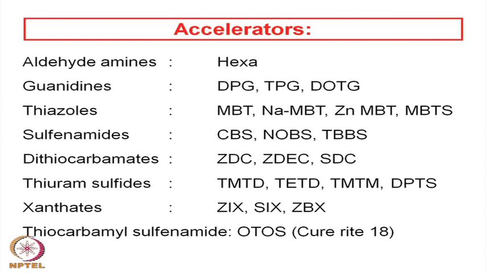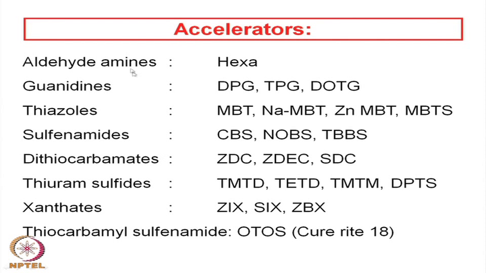These are basically amine derivatives, and there are different classes of accelerators: aldehyde amines, guanidines, thiazoles, sulfonamides, diethylcarbamates, thiourea sulfides, xanthates, thiocarbamyl sulfonamides.